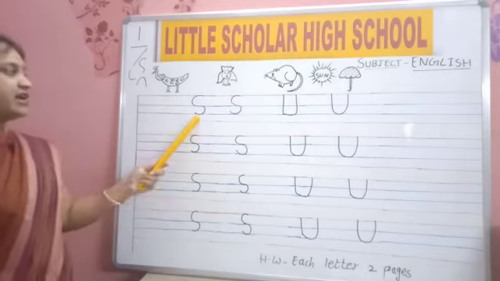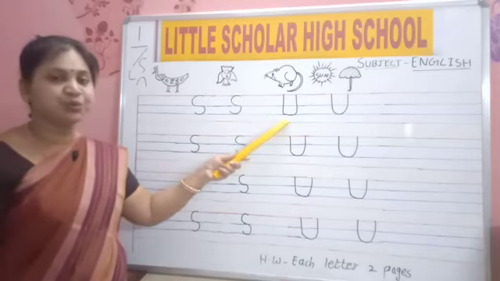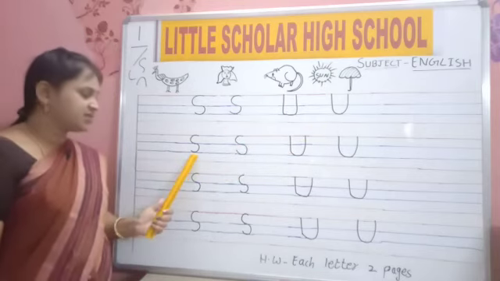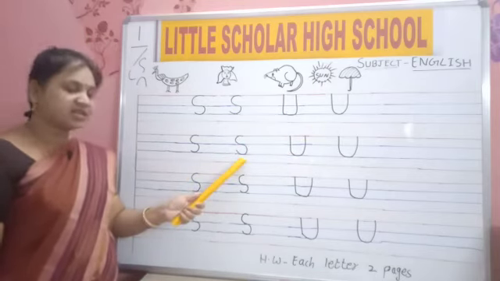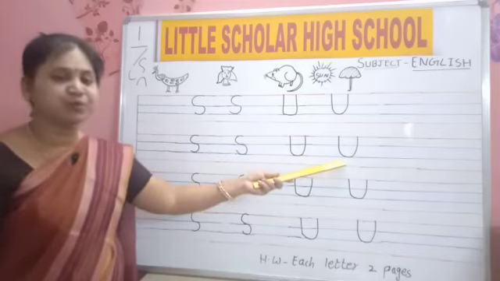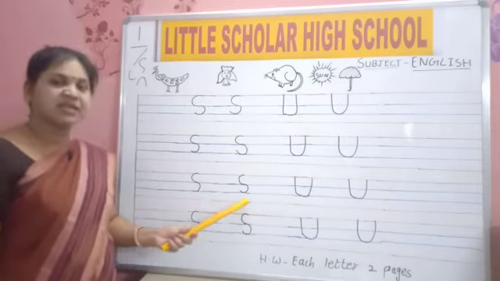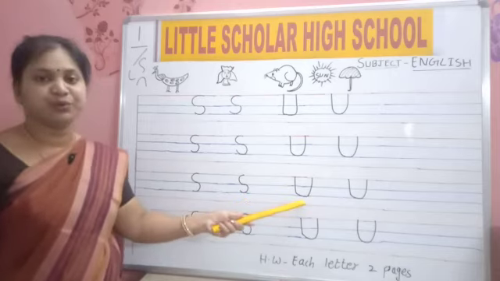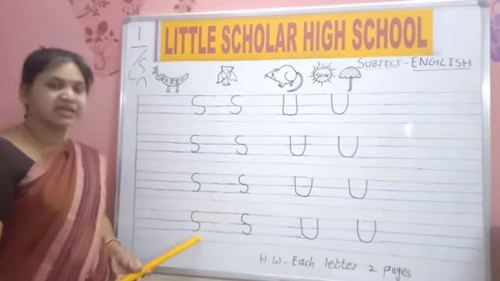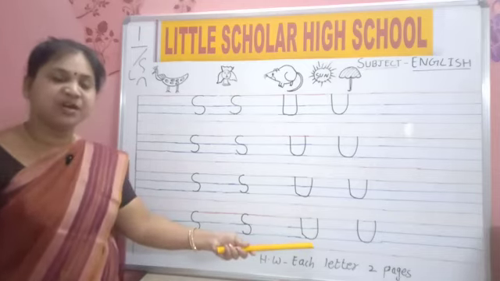Once again we'll read. S, S for sun. U, U for umbrella. S, S for sun. U, U for umbrella. S, S for sun. U, U for umbrella.